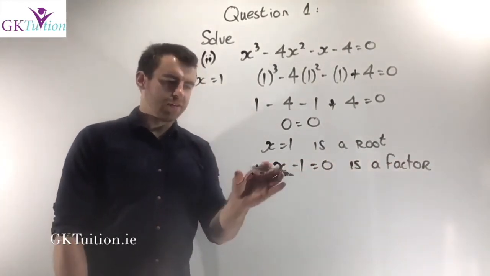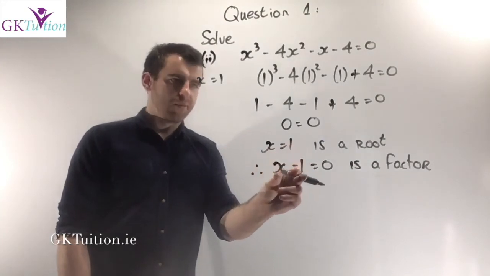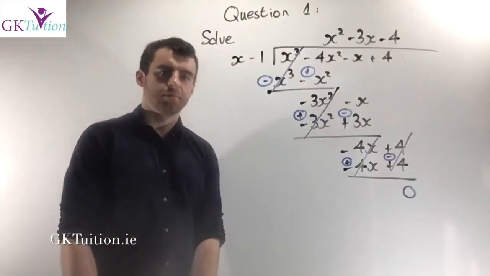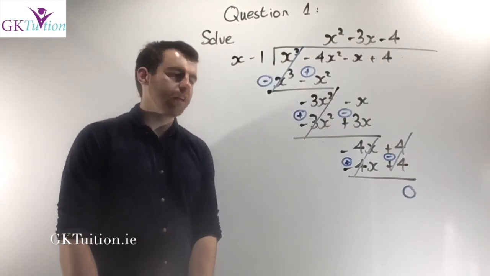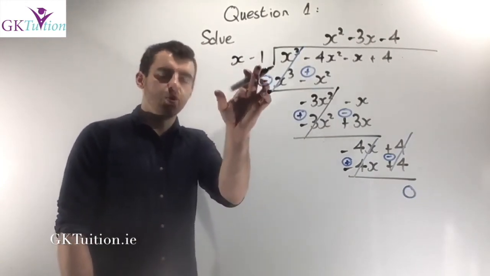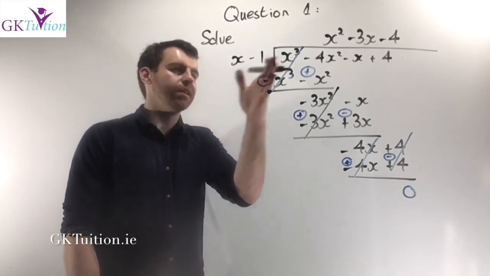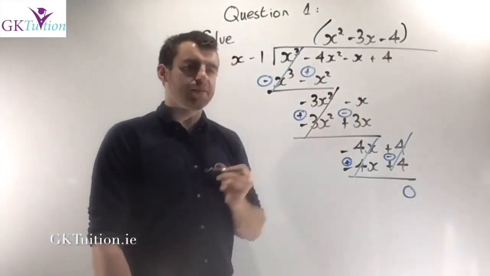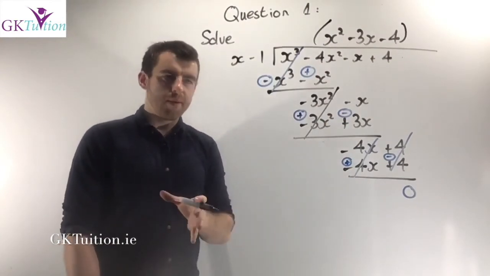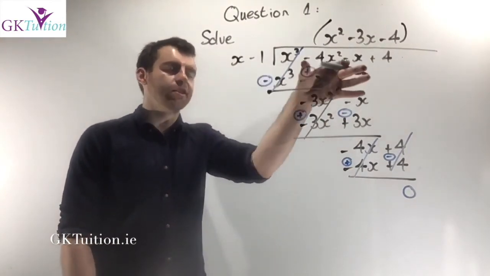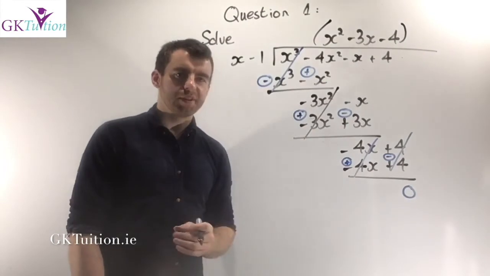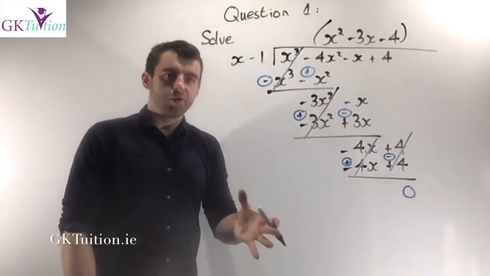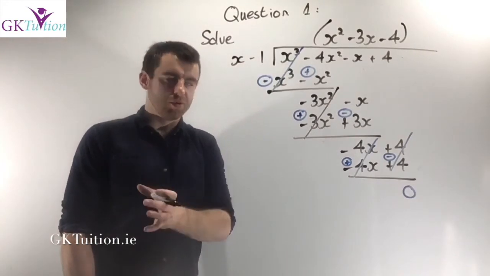And now that I have a factor, I'm going to use long division to divide my x minus 1 into my original cubic to find the other factor. So I've carried out my long division here. I've divided x minus 1, the factor I've identified, into the cubic. And my answer was x squared minus 3x minus 4. Just remember that by dividing x minus 1 into the cubic, if my remainder is 0, I have verified that x minus 1 is a factor, or in other words, that x equals 1 is a root.